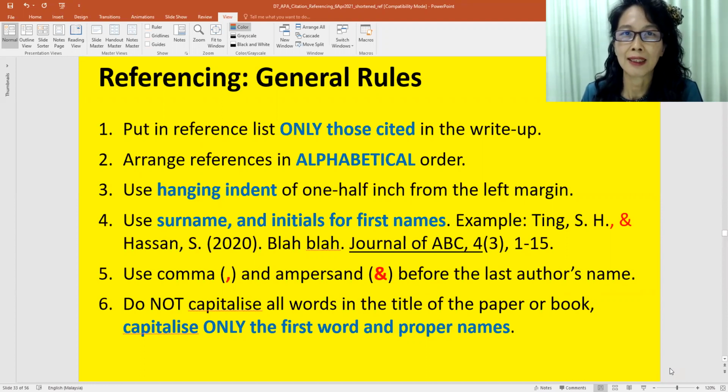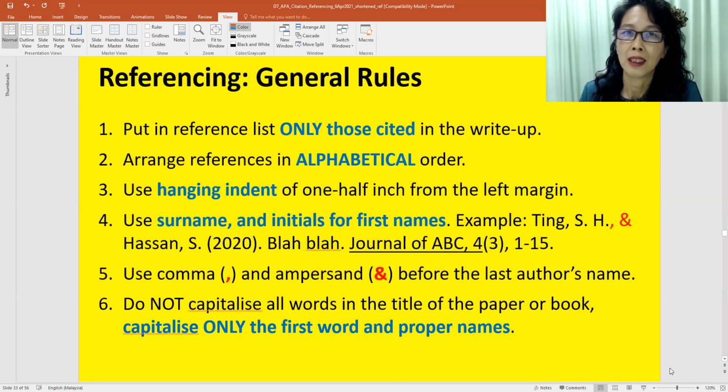shorter, indented. Number 4, use the surname and initials for the first name and make sure that the spelling of the names are the same in the reference list and in the citations. Number 5, remember to use a comma before the ampersand sign or before the word and before the last author. The last author could be the second author, could be author number 3, number 4, but there is always an ampersand sign before the end.